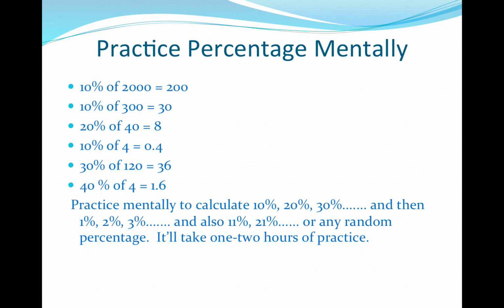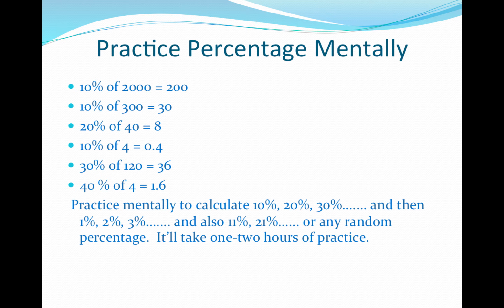So we can easily calculate 10%, 20%, 30% mentally with little practice. With, I think, approximately 30 minutes to 1 hour of practice, we can easily calculate it mentally. And then practice 1%, 2%, 3%, and so on. Like 1% of 2000 is 2000 divided by 100, because 1% means multiplying by 1 and dividing by 100. So just divide by 100. So 1% of 2000 is 20 only.